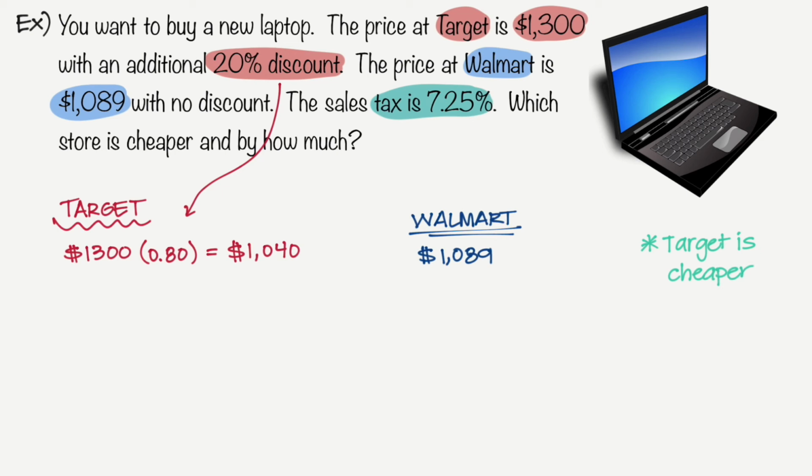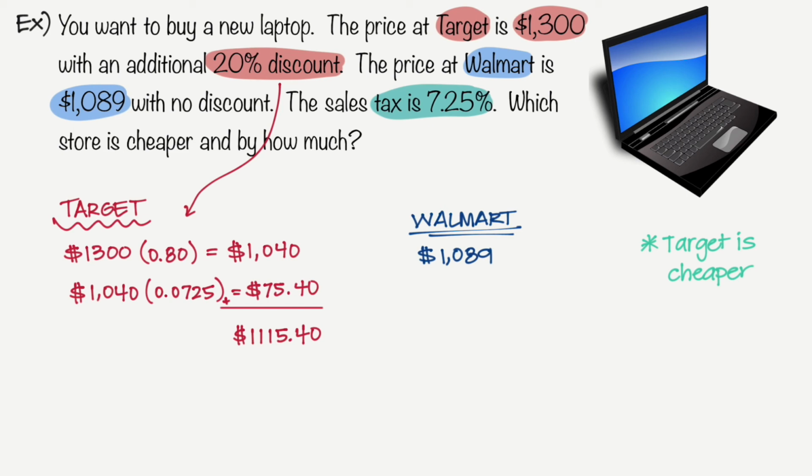But now we need to find what the price is after the taxes to find out how much cheaper it is than Walmart. So I'm going to multiply the sale price times the tax percentage, and that's going to give me $75.40. So when I add the sale price plus the taxes, Target would charge me a total of $1,115.40.